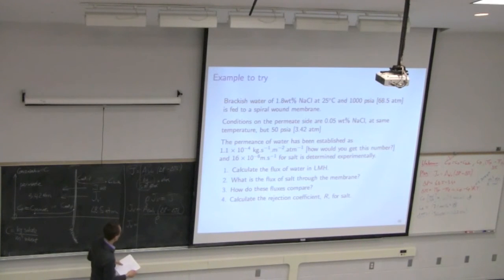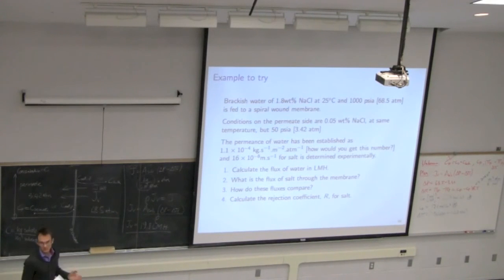I'm just going to convert straight to LMH, because if you're in meters cubed per meter squared second, you get numbers that are very small. So multiplied by 3,600 seconds per hour, multiplied by 1,000 liters per meter cubed, and you get 19.8 LMH is your answer. If you don't do that, it's a number that's incredibly small. We want LMH, hours there, and we want liters, so we also have to multiply by 1,000 liters per meter cubed, and we'll get this number.